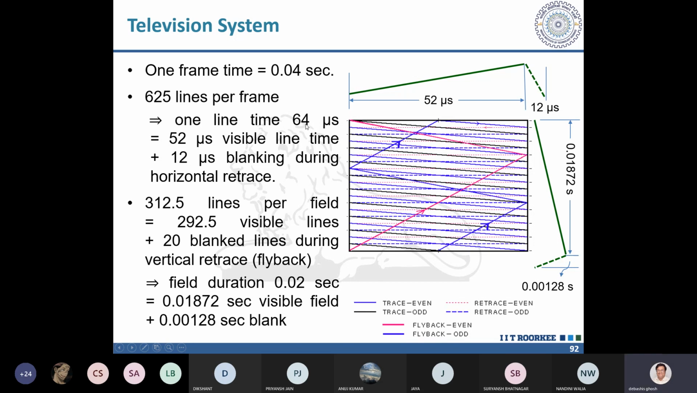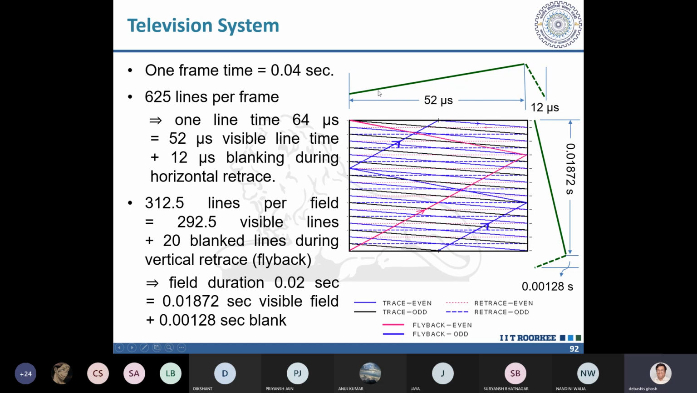However, the 64 microseconds is actually divided into two portions. For 52 microseconds, you have the visible line scanning from left to right. I have this signal applied to the deflection plate of the picture tube, or in the camera. The camera is also synchronized in the same way. So this is the sawtooth wave type signal applied to your plate.